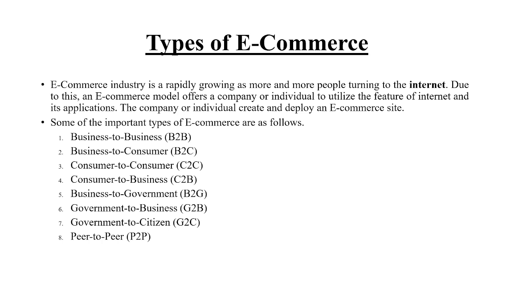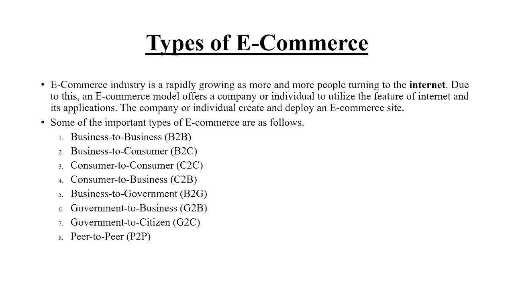In this video, we know about the types of e-commerce. E-commerce industry is rapidly growing as more and more people are turning to the internet. Due to this, the e-commerce model offers a company or individual the chance to utilize the features of the internet and its applications. A company or individual creates and deploys an e-commerce site. So some of the important types of e-commerce are as follows.